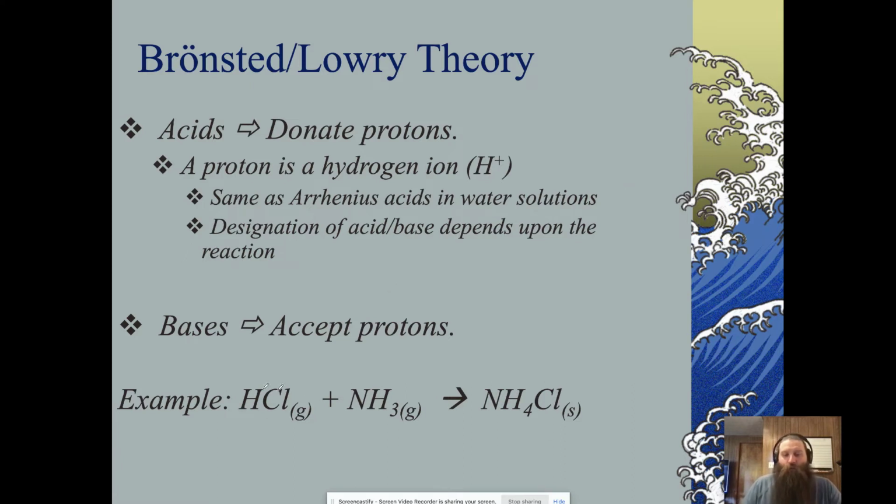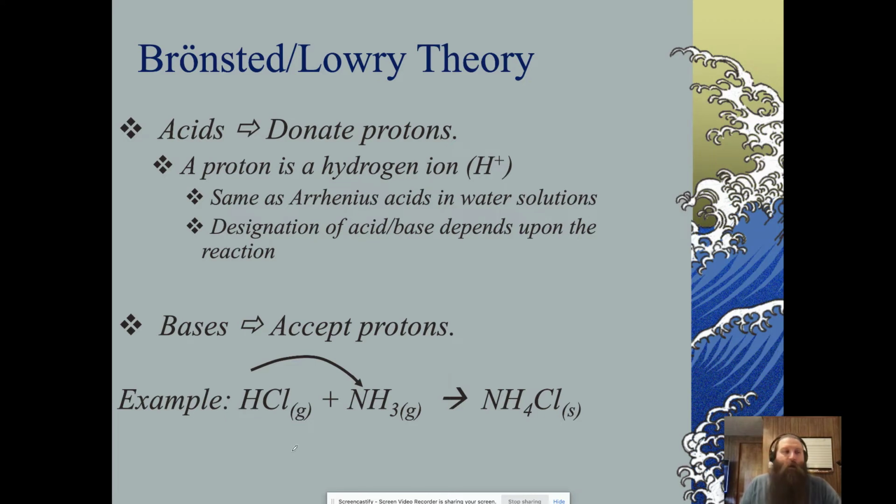We don't have any water present, but we have HCl and NH3. And we can see that this hydrogen is going from HCl over to ammonia. And the ammonia is accepting a hydrogen, right? It's becoming NH4. So that's NH3 plus an H. And so if we're accepting a hydrogen, right, because we became NH4, accepting a hydrogen, that makes us a base. So here is my base. HCl is donating the hydrogen, so that is my acid.